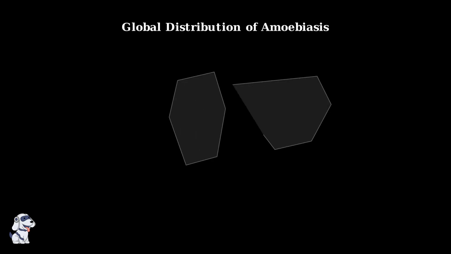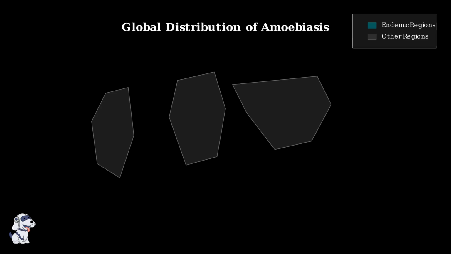Amoebiasis has a distinct global distribution pattern. The disease is not evenly spread across the world, but concentrates in specific regions where certain conditions create the perfect environment for the parasite to thrive.